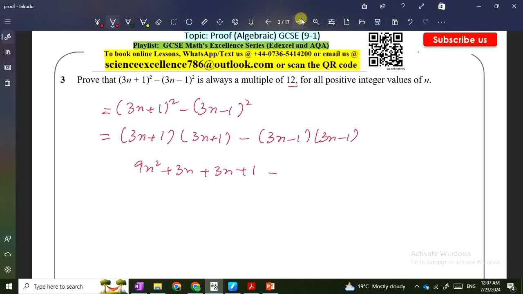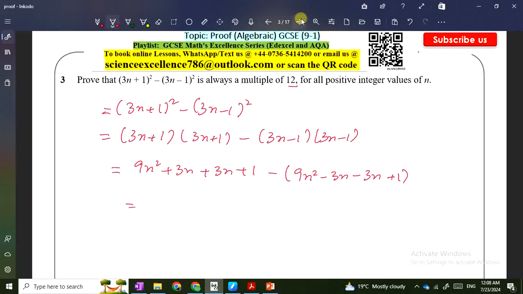So since we have a negative outside, we should keep the bracket first and do the term by term multiplication for these two factors as well. So 3n times 3n will be 9n square. 3n times minus 1 will be minus 3n, and now minus 1 times 3n is minus 3n. So minus 1 times minus 1 will be a positive 1.